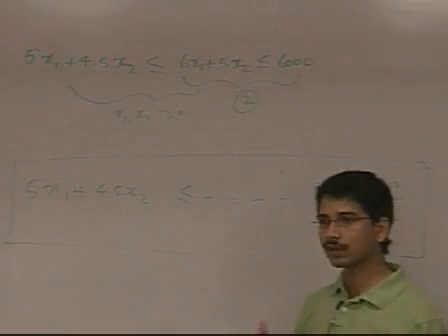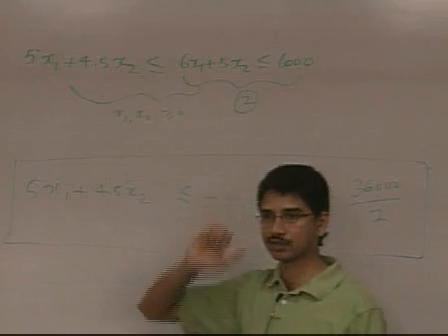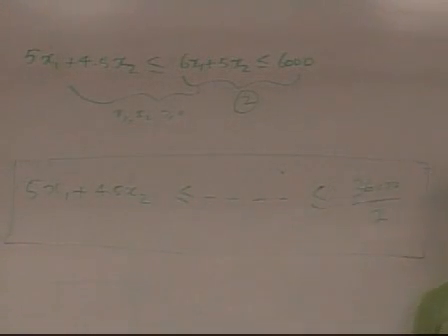If x1 were allowed to be negative, of course, this inequality is not true. Okay? Because if x1 is negative, then 5x1 is in fact bigger than 6x1.